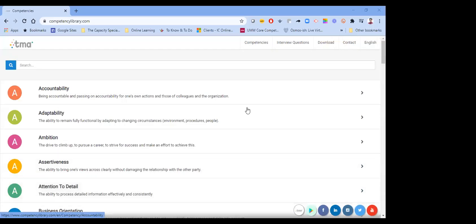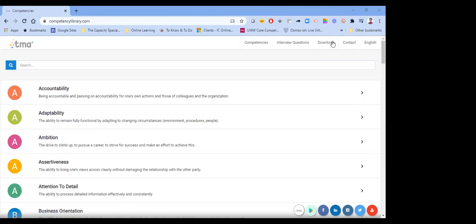This, ladies and gentlemen, is a website called the Competency Library. It's by a company called TMA, and TMA is a consulting company that has published this online, and a lot of competency managers use this. So it is competencylibrary.com. I'm going to post that into the text chat.